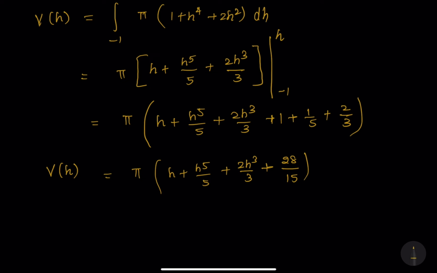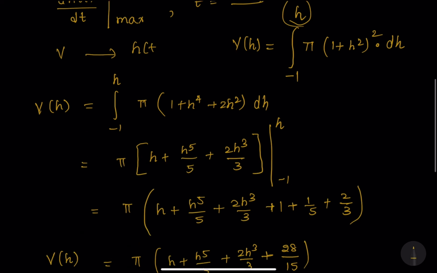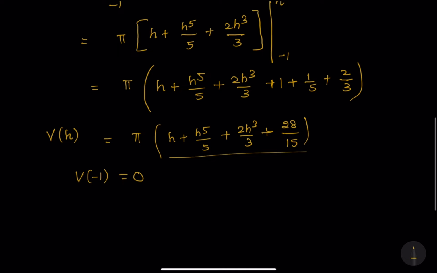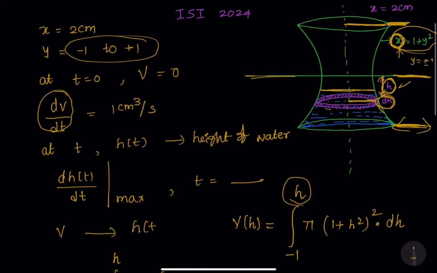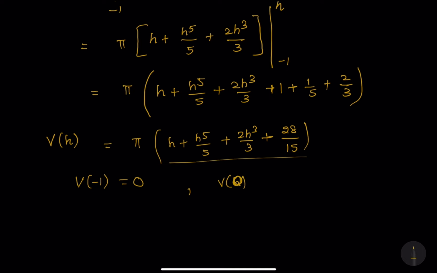If you want to check whether the expression you have here is correct or not, you can put some values into this expression and check. When h is equal to -1, your volume should be 0. If you put h is equal to -1, you'll get 0. When h is equal to 0, your container is half filled. The water will be till this particular point. When h is equal to 0, you'll get 28 pi upon 15.